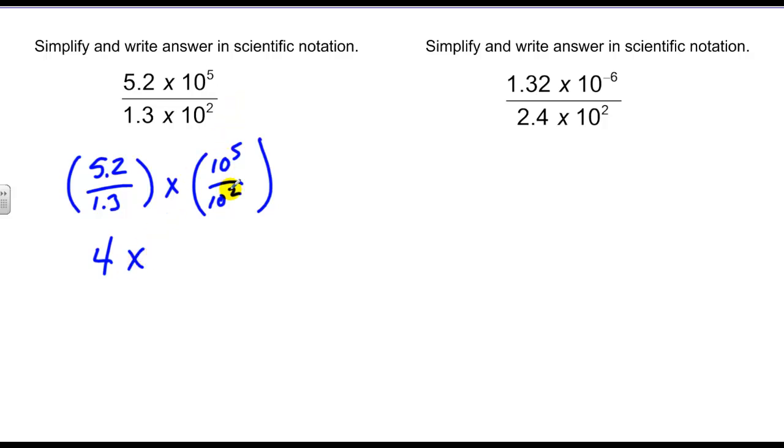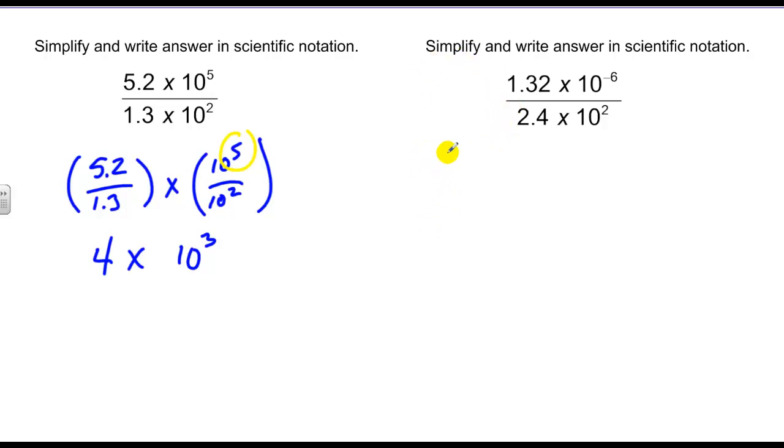10 to the 5th over 10 squared, we're going to find that largest exponent. I have the same base. Subtract the powers. Put the answer where the greatest exponent is. So that's 10 cubed. And we're done.